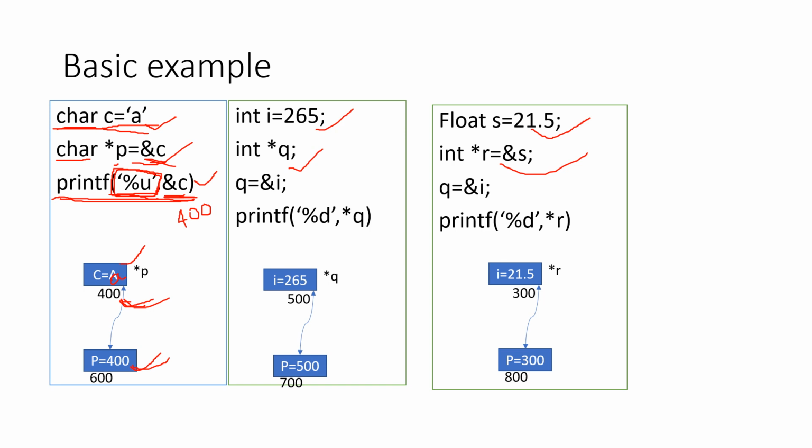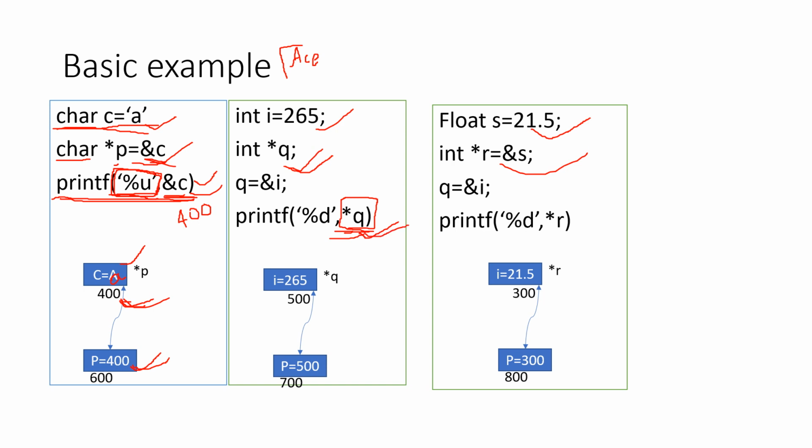Similarly here for the integer, I am printing star p. Star p means that it is going to print the value. This is nothing but the accessing part. I will make another video for accessing, because I'm just giving the basic overview. So do remember, if it is ampersand, it means it will print the address, and if star is mentioned, it means it will print the value.